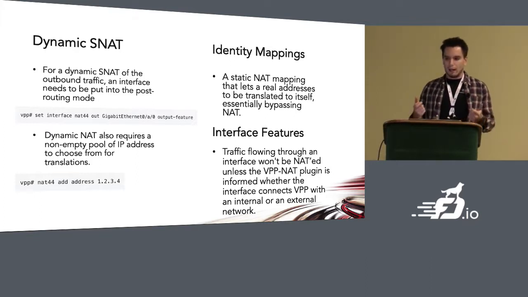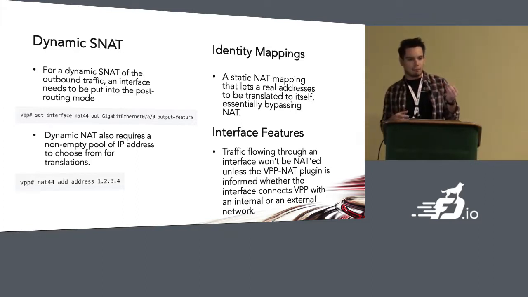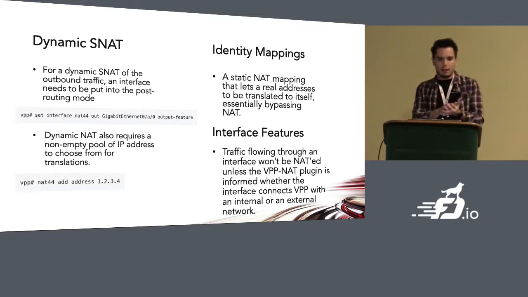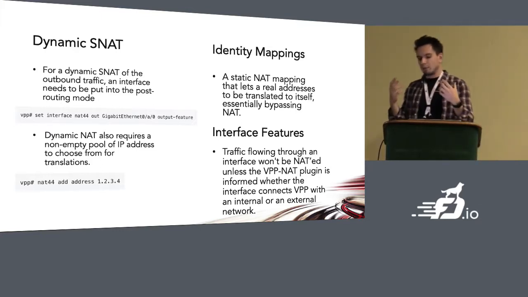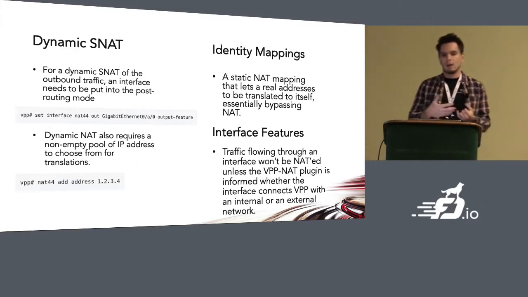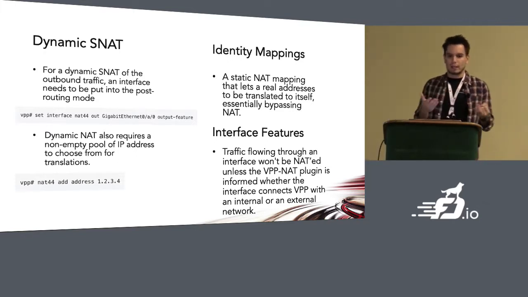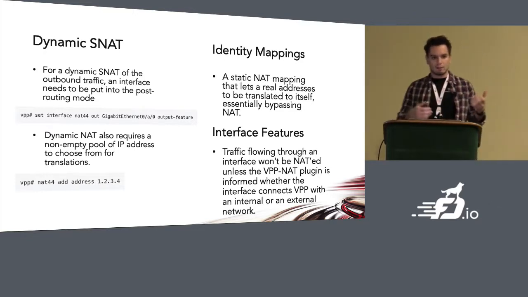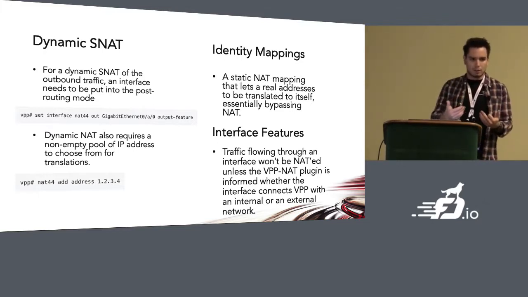We also had to use identity mappings. That was for cases where a static NAT mapping lets a real address translate to itself. And I'll explain to you why we use that. And also we had to classify all the interfaces as out or in, depending on what feature they were doing. So if it was a client where traffic gets connected to a service, that was an out interface. Whereas if it was an endpoint that was connected to VPP to provide a service, that was an in interface.